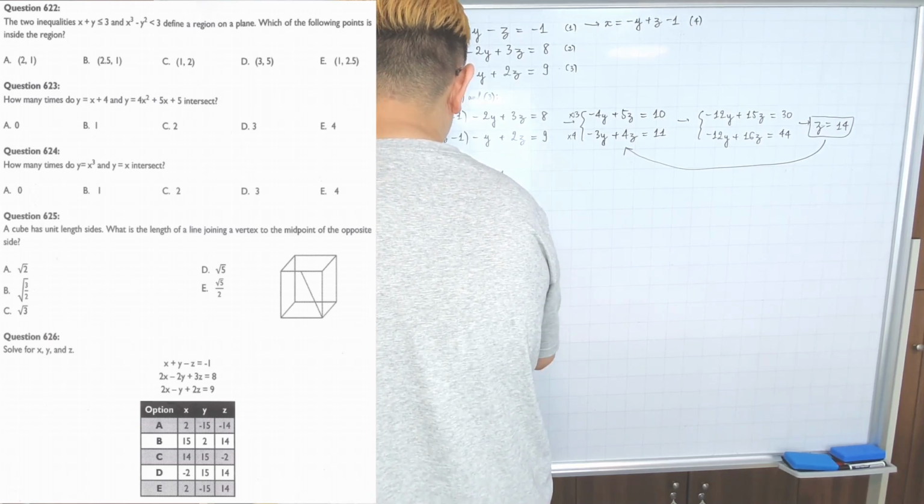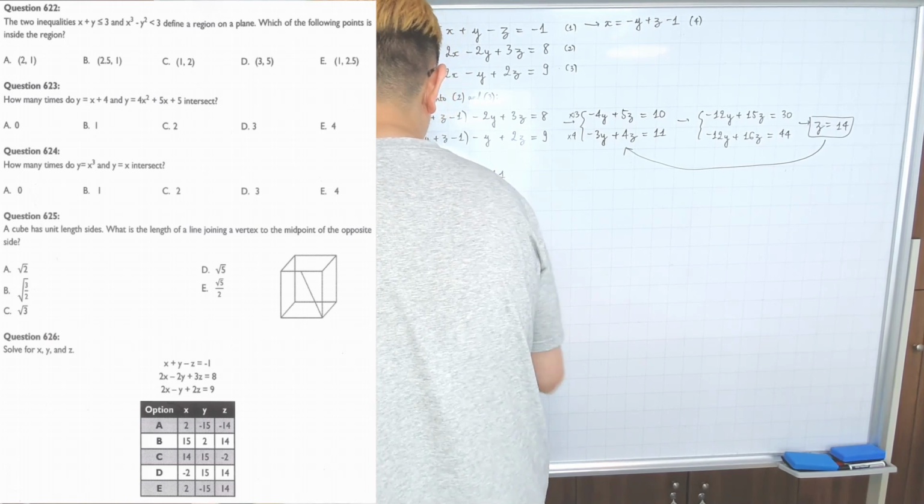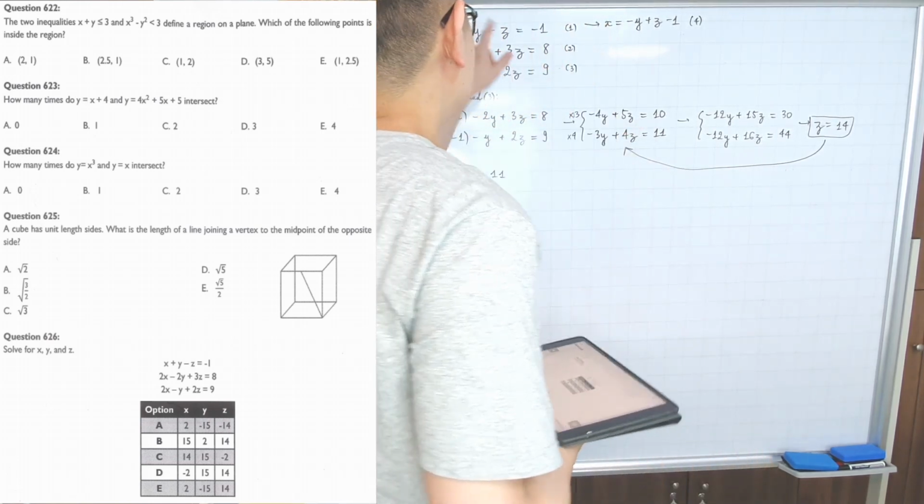So y equal to 15. We found it. And then plug y and z back into number 1.